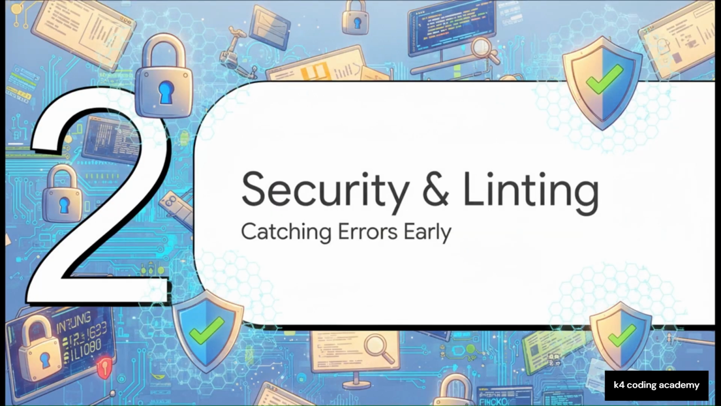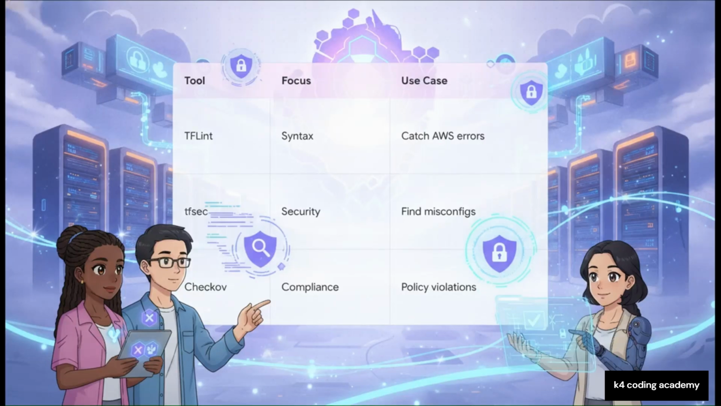Moving right along to Section 2, automating security and linting, catching errors early. To build your ultimate security toolkit, you really need a multi-layered approach. Look, you can't just run Terraform and cross your fingers. You have to scan it. First up, you'll want to use TFLint. This is your go-to for catching AWS-specific errors, deprecated syntax, and any unused declarations.